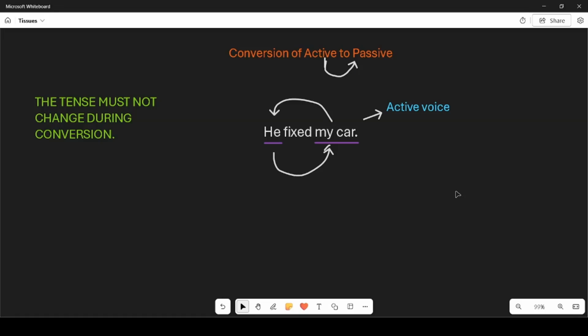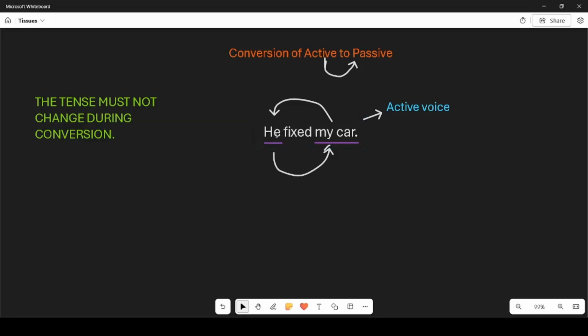If the sentence is in past continuous, it should only be in past continuous. By the way, if you want to learn more about these tenses, check out my video on the tenses. It will be linked in the top right corner and in the description below. So the tense should remain the same. It should not change at all. So how do we do that?